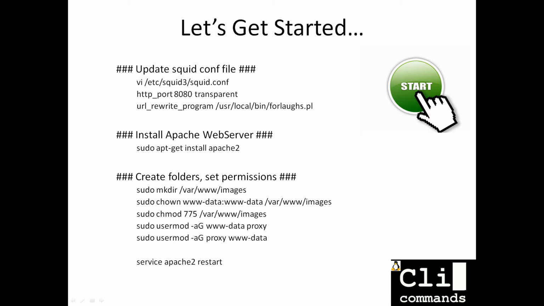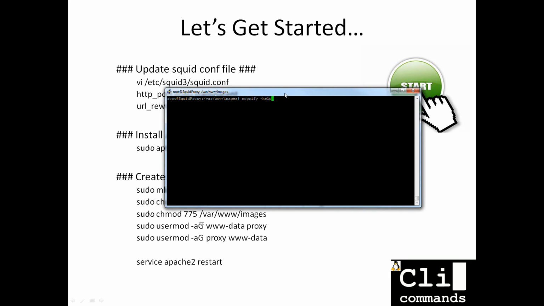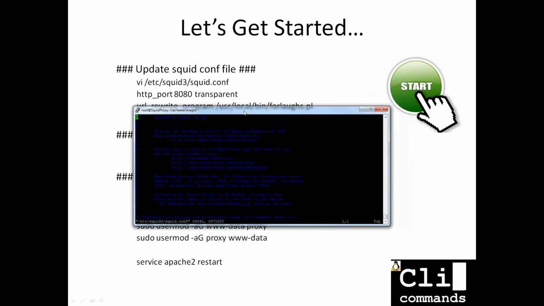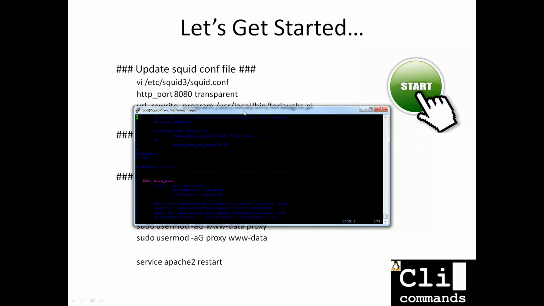So with that being said, this is on my Squid server right here. We're going to type in VI for the editor, and we're going to open up the Squid configuration file. There's a whole bunch of stuff in here. The first thing we need to do is find the spot where we configured the HTTP port, and we want to add on transparent. This has already been done on this machine I have set up, but we would add on transparent.